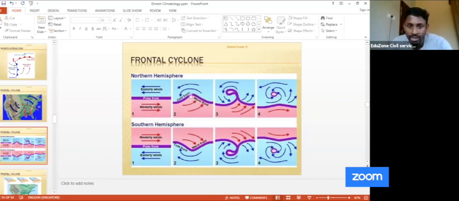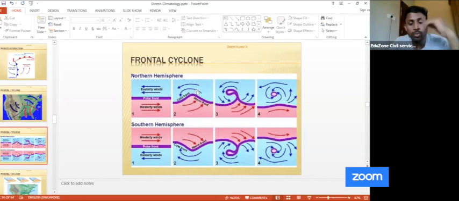This bend is the development of a kink. K-I-N-K. Kink means it is just a bend, simple, a bend or a twist, a curve. Just understand any of the words, no need to remember the word kink. Initially it was a straight line, it was a stationary front.